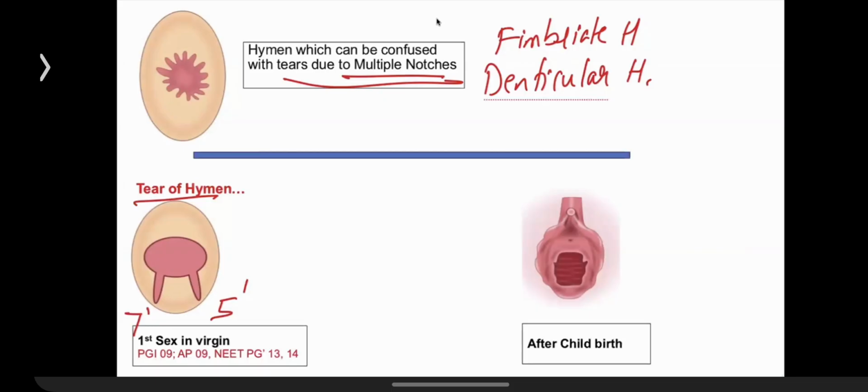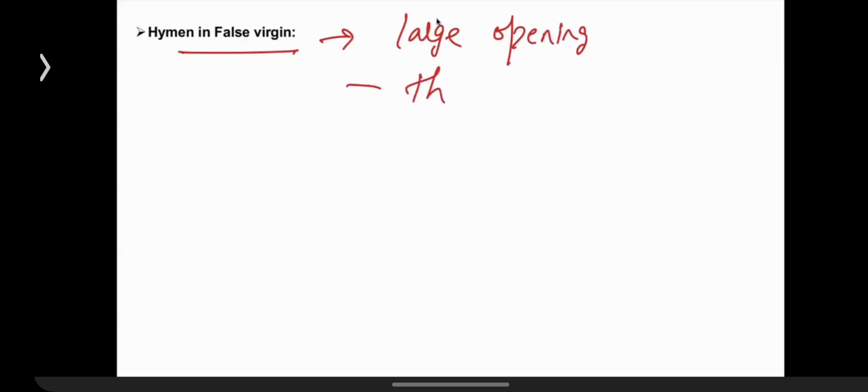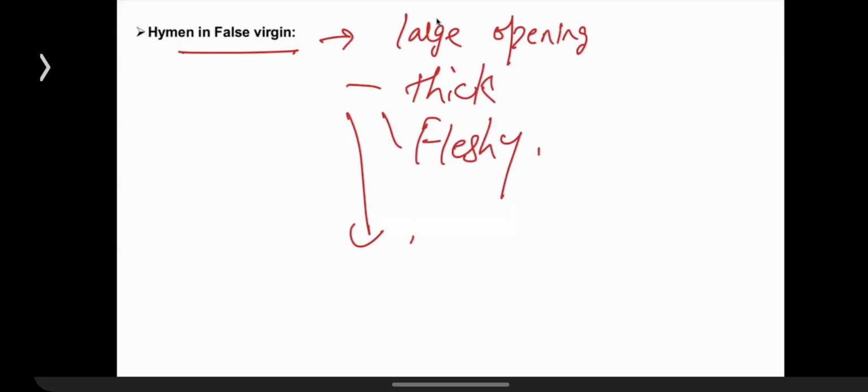Then after childbirth, the hymen is completely destroyed, and this is called carunculae myrtiformis. Hymen in a false virgin is large or has a large opening. It's thick, fleshy, so that's the reason it does not rupture, and elastic.